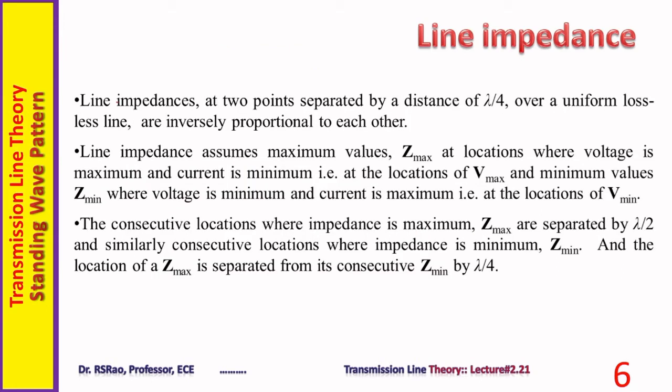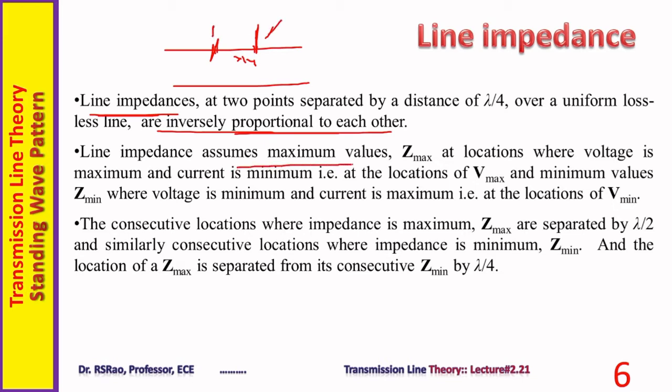Line impedances at two points separated by a distance lambda by 4 over a uniform lossless line are inversely proportional to each other. This is an important aspect with certain practical applications. Consider two points separated by a distance lambda by 4. Line impedances are inversely proportional to each other. So if it is more here, it is less there; if it is less, it is more.